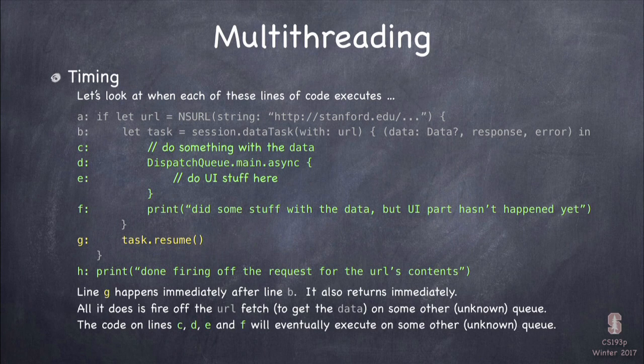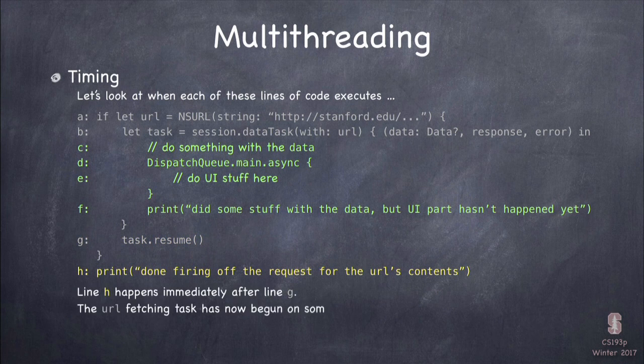That also returns immediately, but on a different queue, it starts doing the fetch. It starts trying to get the contents of that URL, but on some other queue. So that's why on this queue, this is the main queue presumably, it is returning immediately. Task resume returns immediately. So that means that line H happens immediately. Right after task resume, boom, the print, done firing off the request. But that's all we've done at this point, is fire off the request.